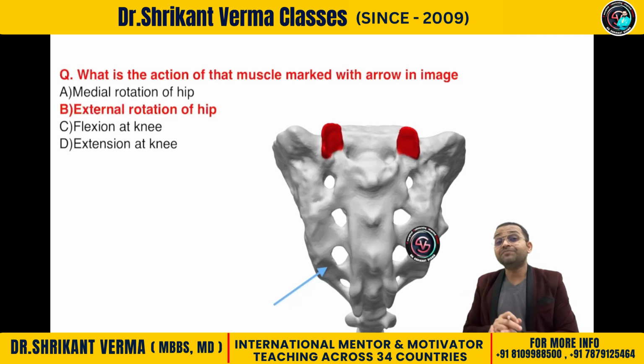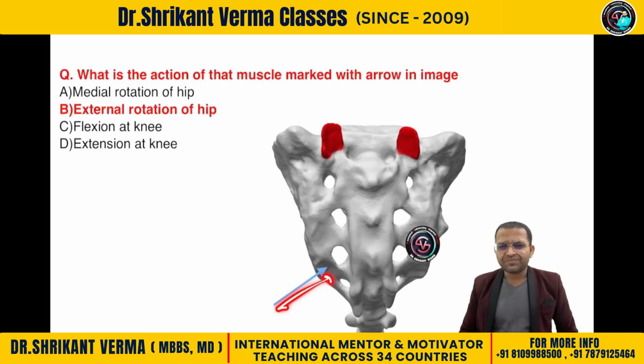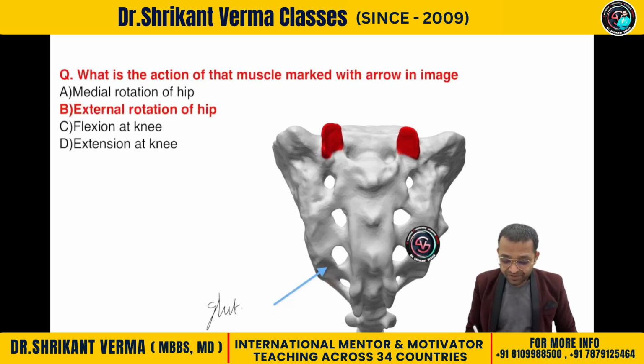So they are asking the gluteal region question. What is the action of the muscle marked with the arrow in the image? Here they are marking the site for the attachment of the gluteus maximus.